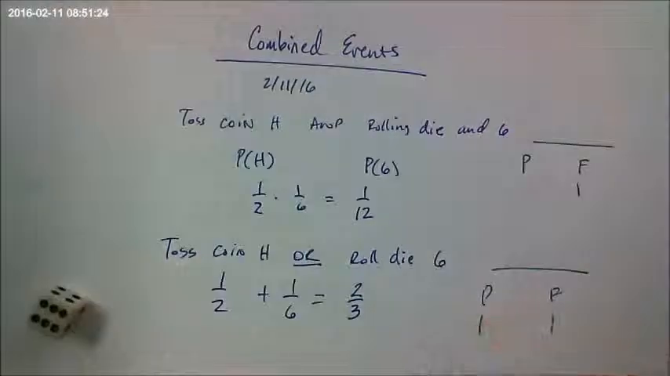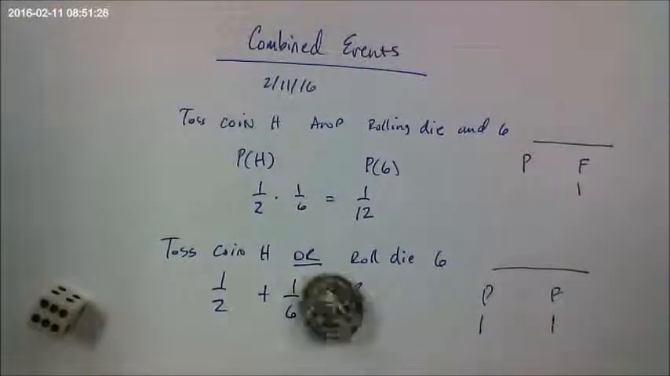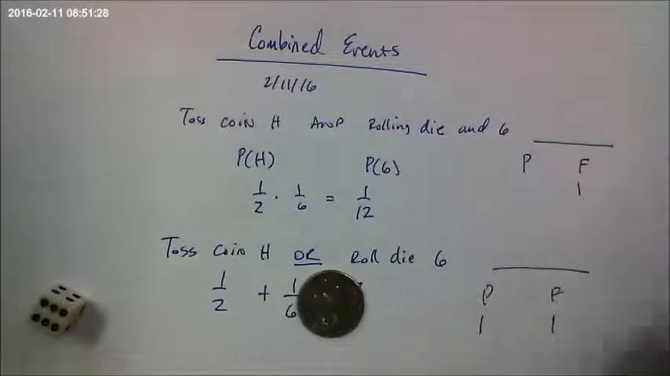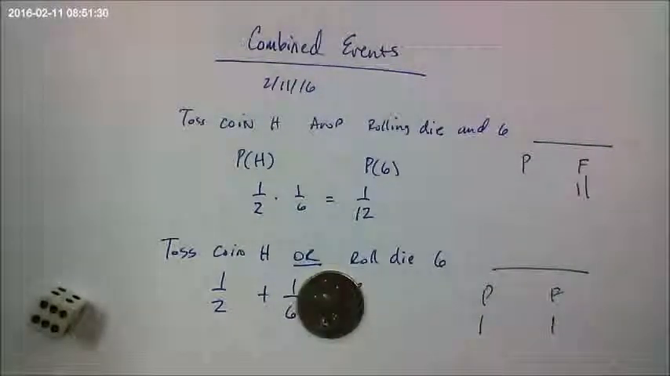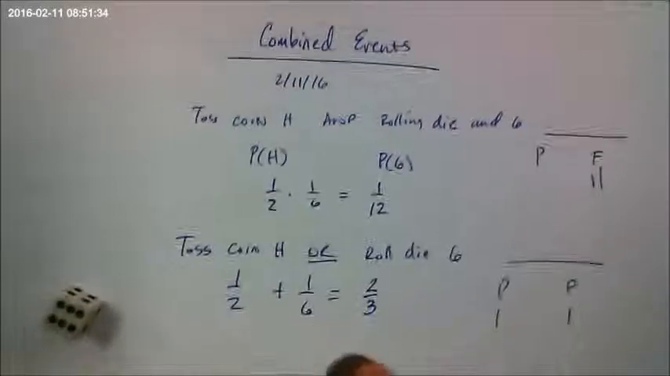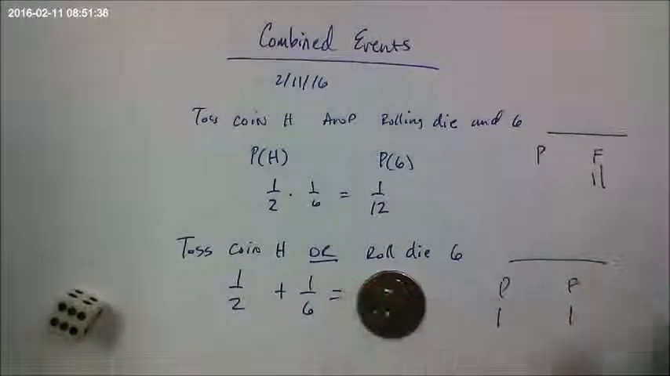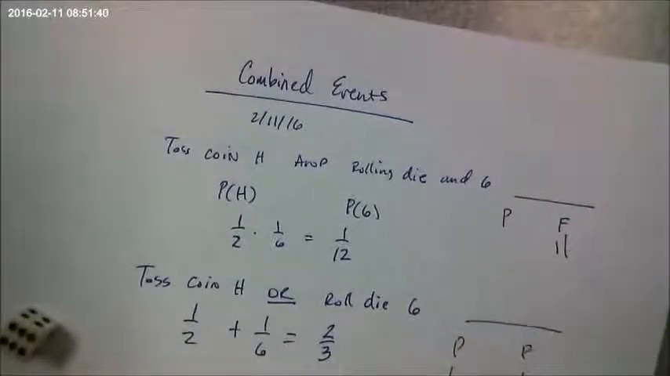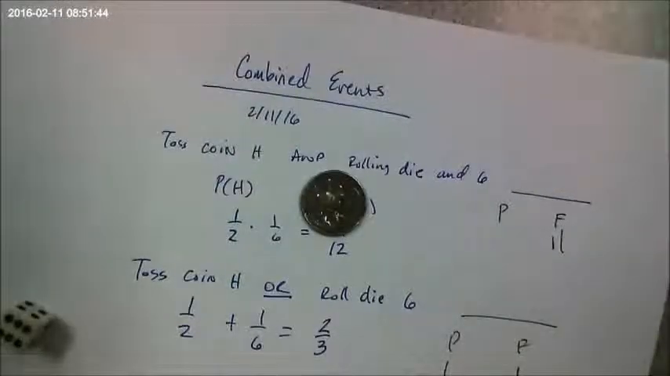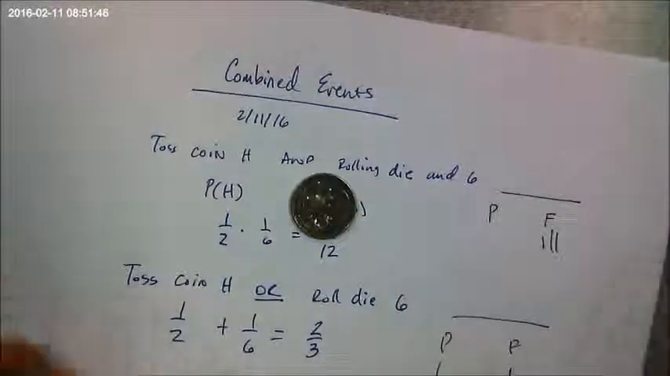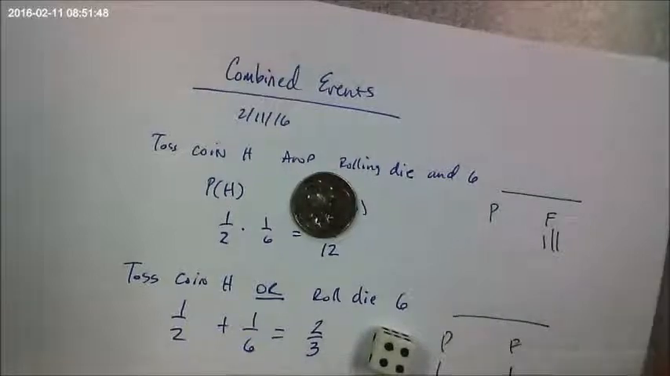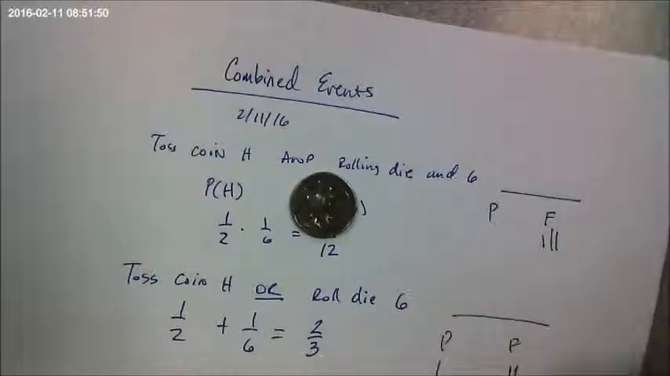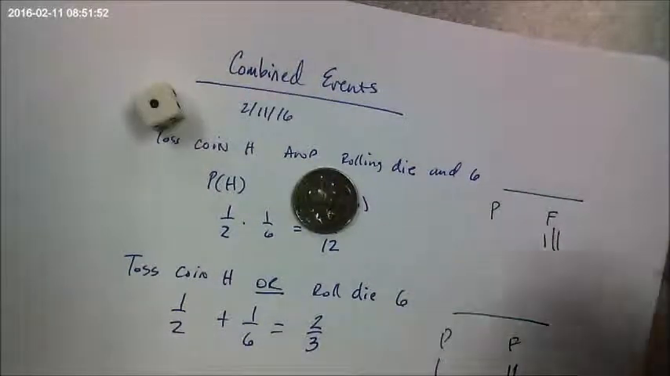Okay. Fail. This one already passed. Do you see what I mean? It already passed because it doesn't even matter. We rolled the 6, so it didn't even matter about the coin. All right, next one. It was tails. So fail already. Oh, failed. All right.